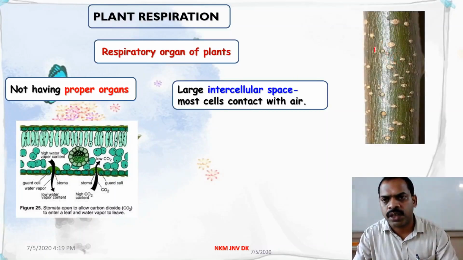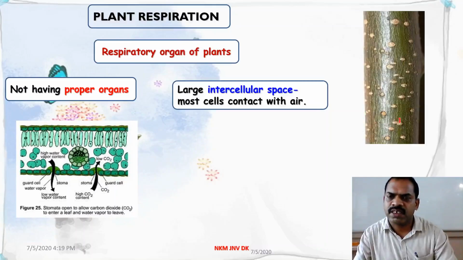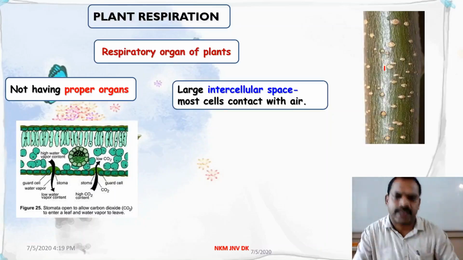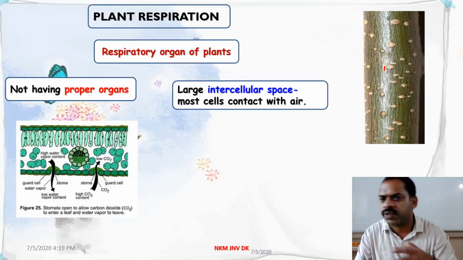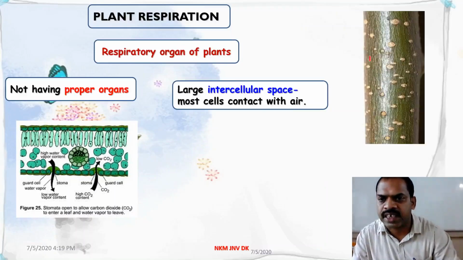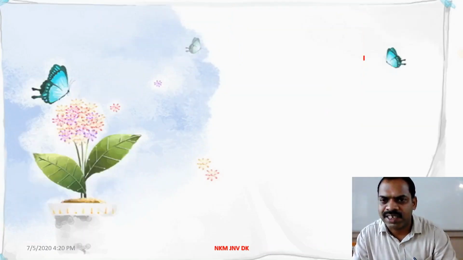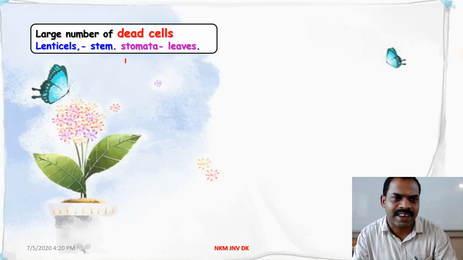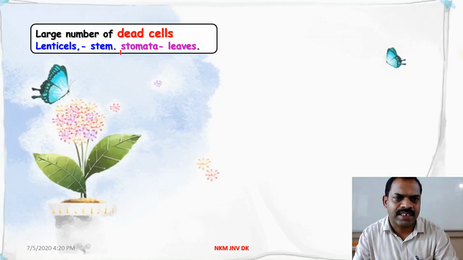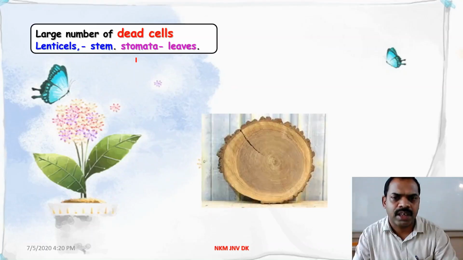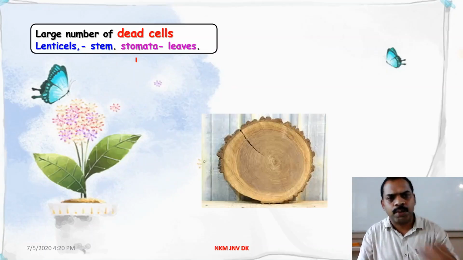And if you watch the stem of plants, there are really small cracks like this. This is a young stem. Small cracks you can see. In bigger, older stems you can see wider cracks. What is that? Special cells. They are called lenticels. There are lenticels in stems and leaves have stomata for gaseous exchange. Another very important thing is the large number of dead cells.